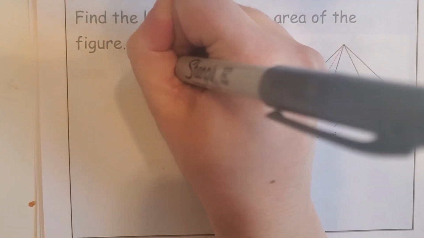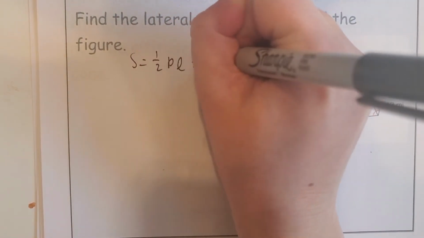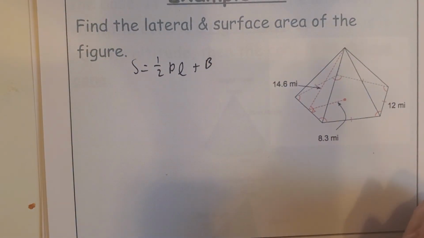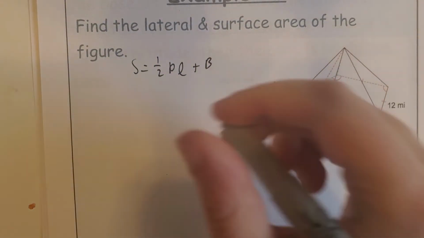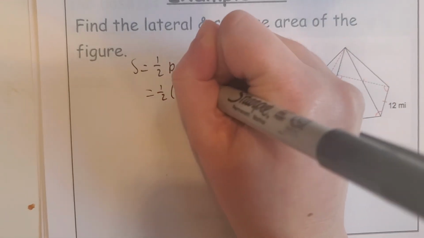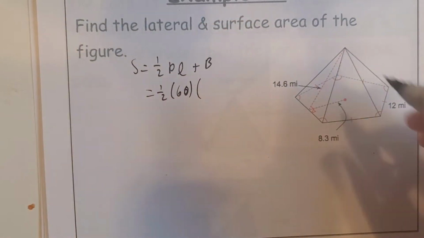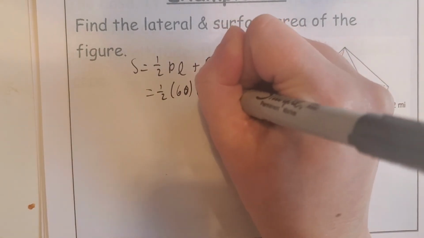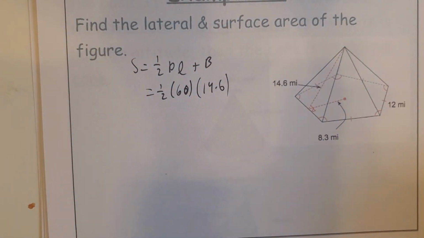So surface area is 1/2 PL plus the area of the base. So the side length is 12. So 1/2 times 12 times 5, which is 60. And then this is your slant height, so it's 14.6.